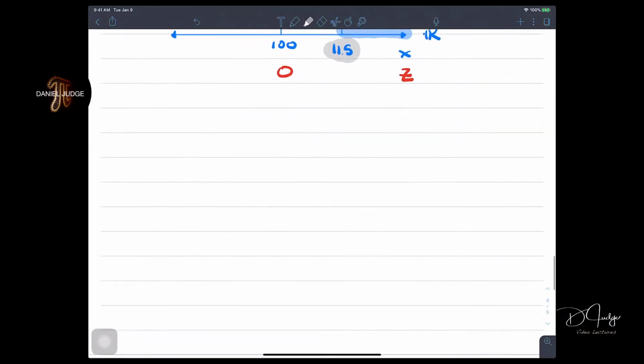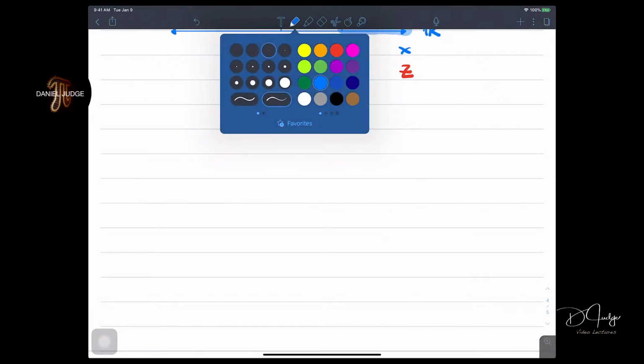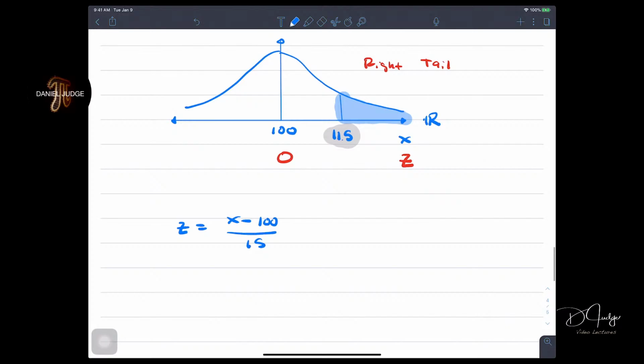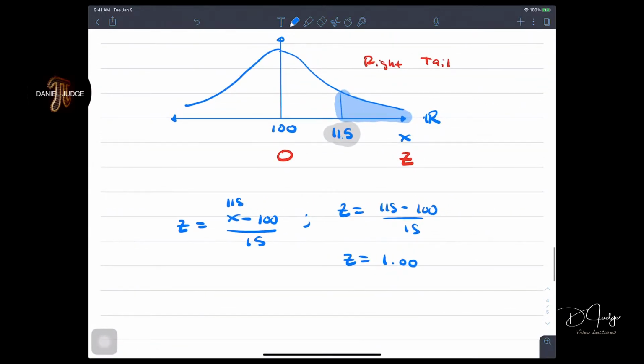So as a z-score, go to your conversion formula, right? The conversion formula is z equals x minus mu over sigma. In this case, mu is 100. Standard deviation is 15. You're going to convert 115. So z will be 115 minus 100 over 15. And I don't need a calculator for this one. This is 1.00. So my z-score here is 1.00.